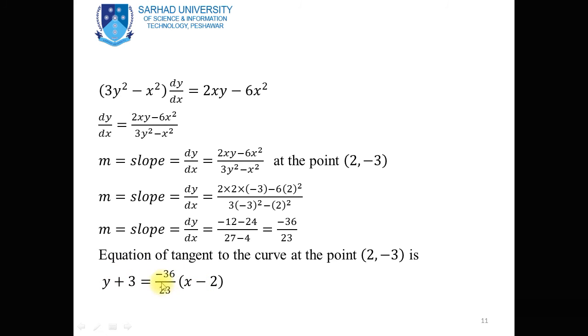So the m value is minus 36 divided by 23, and the value of y naught is minus 3. So y plus 3 is equal to m, and this is the value of m, into x minus x naught. The value of x naught is 2.